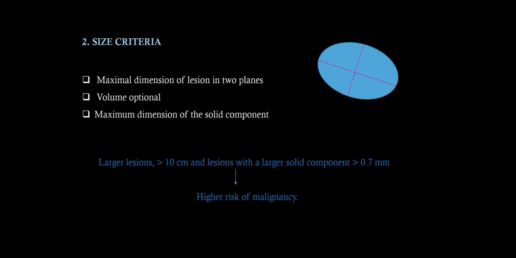The size has to be measured in the maximal dimension in two distinct planes. Volume measurement is an optional category. Maximum dimension of the solid component should also be measured if the lesion contains a solid component. Lesions which are large, that is greater than 10 centimeters, and lesions which have a larger solid component, that is greater than 0.7 millimeters, tend to have a higher risk of malignancy.